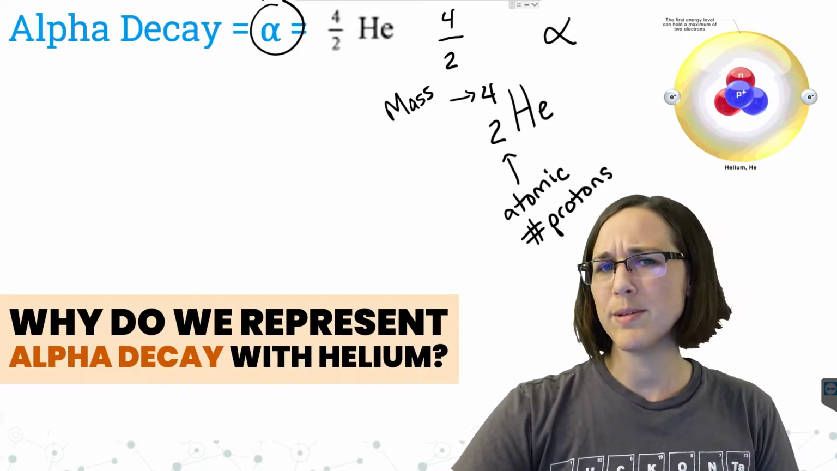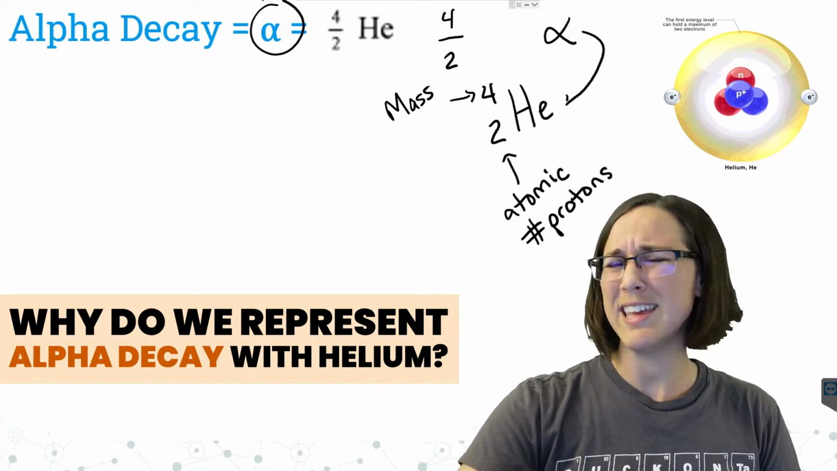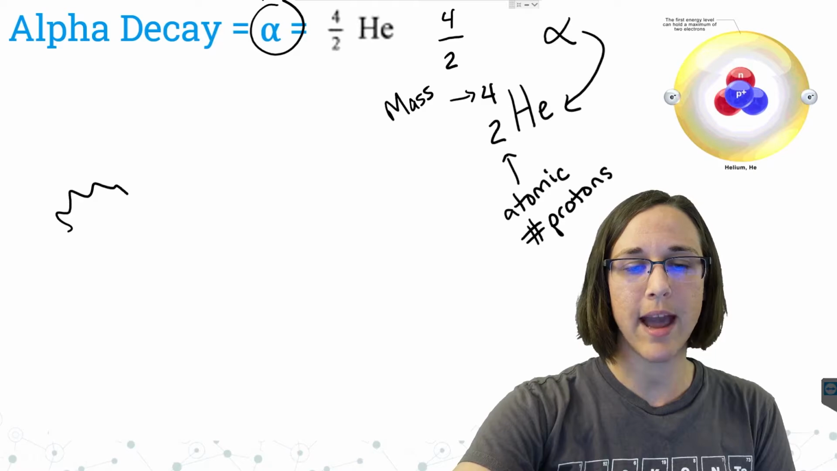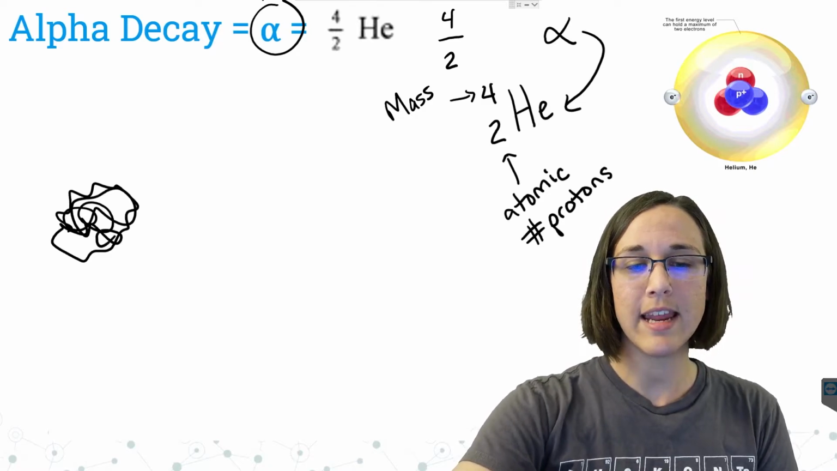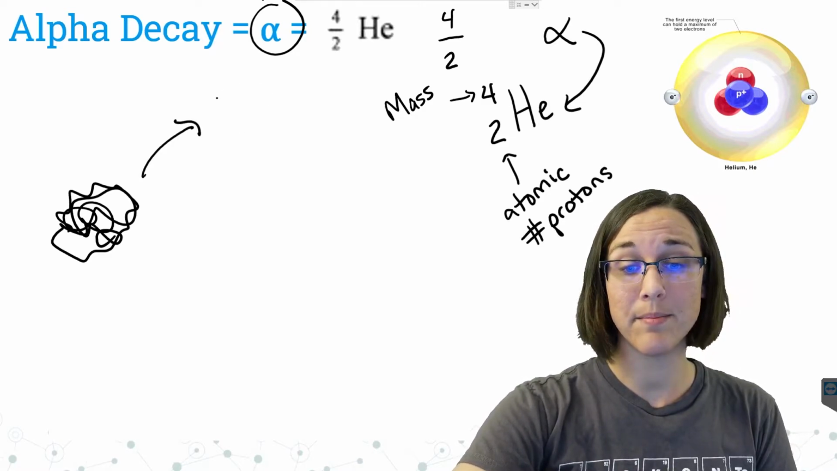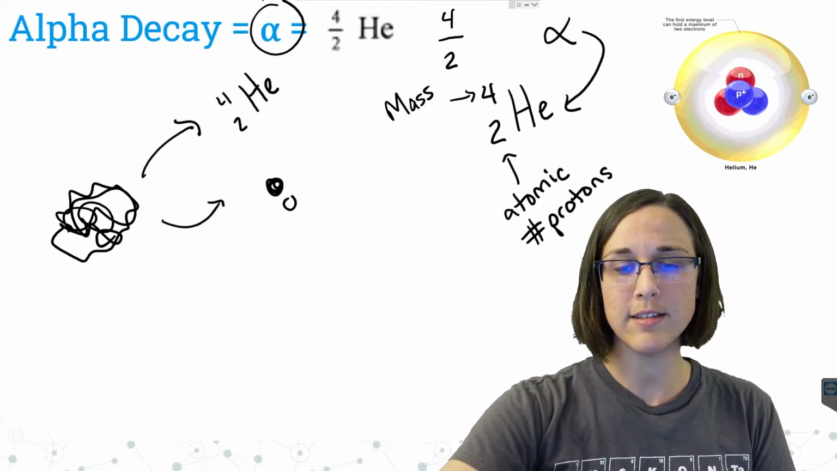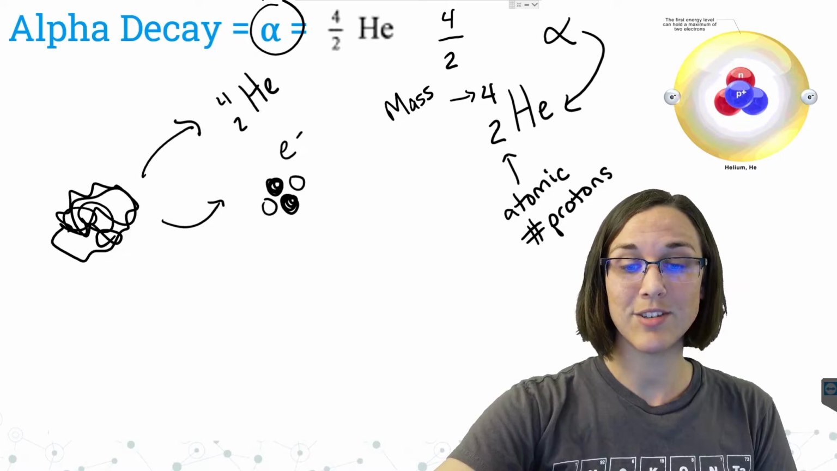So why do we represent alpha decay with helium? Well, alpha decay literally happens when you have a radioactive nucleus that emits a helium atom. In other words, it literally emits something with 2 protons, 2 neutrons, and 2 electrons.